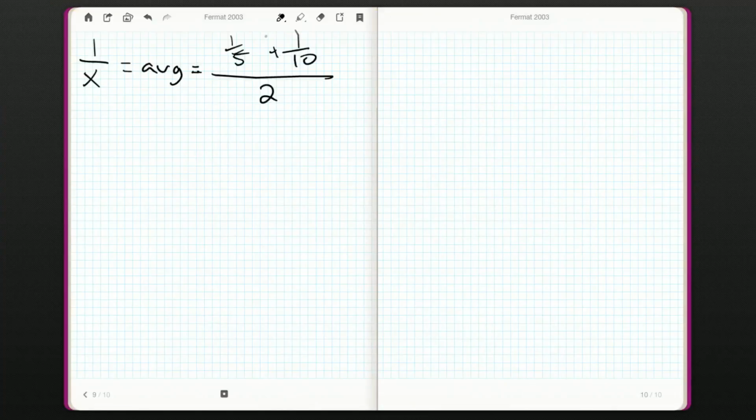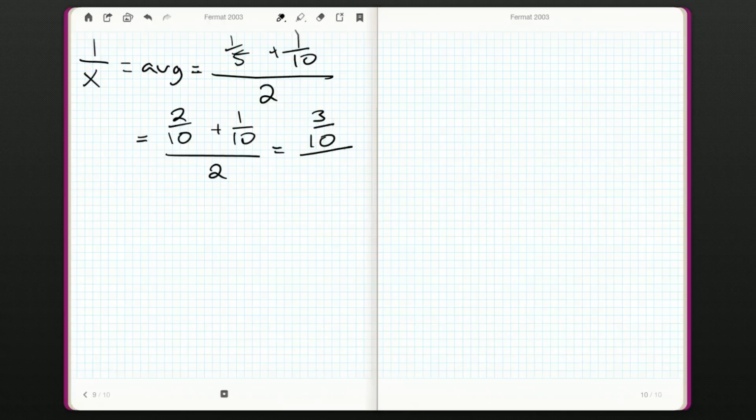Well, we have numbers all on the right-hand side. Let's simplify this. First, the top, those two fractions. Let's find a common denominator. 1/5 is the same as 2/10. And now that we have a common denominator of 10, we can add these up. So 2/10 plus 1/10, that's 3/10, all over 2. And when we divide a fraction by an integer, we just multiply the denominator by that integer. So that's going to be 3 over 20. Okay. So 1 over x is 3 over 20.